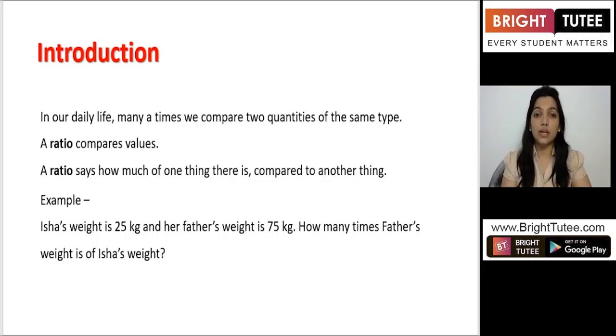It says Isha's weight is 25 kg and her father's weight is 75 kgs. How many times is father's weight of Isha's weight? So you can think about how much bigger is 75 compared to 25. Do you know your 25 times table? 25 times 1 is 25. 25 times 2 is 50 and 25 times 3 is 75. So what do we understand? We understand that father's weight is 3 times Isha's weight.